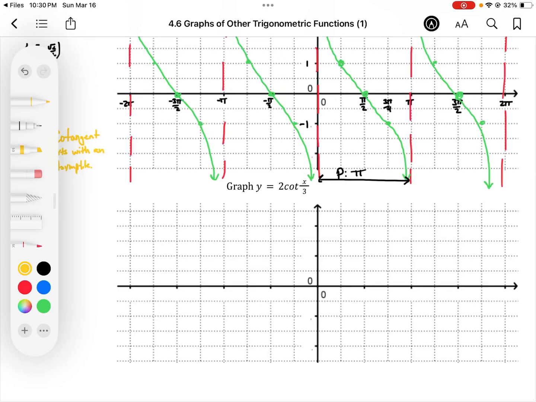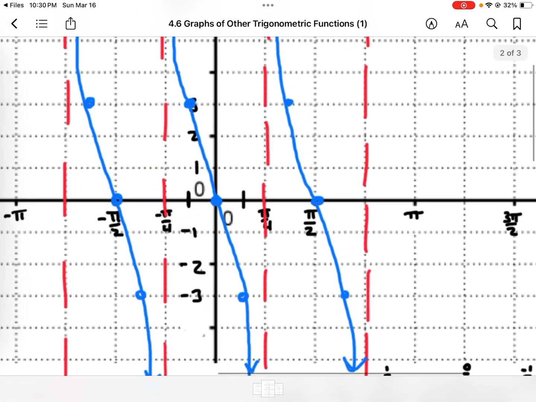Okay, and our example for cotangent here. So we saw the regular graph starts with an asymptote, and that's going to be important as we move left or right. Once I find where I move left or right, that's where I'm going to draw my asymptote.